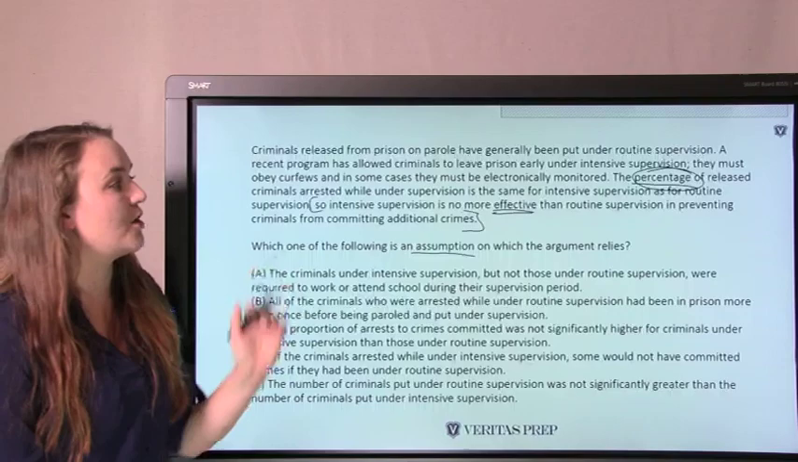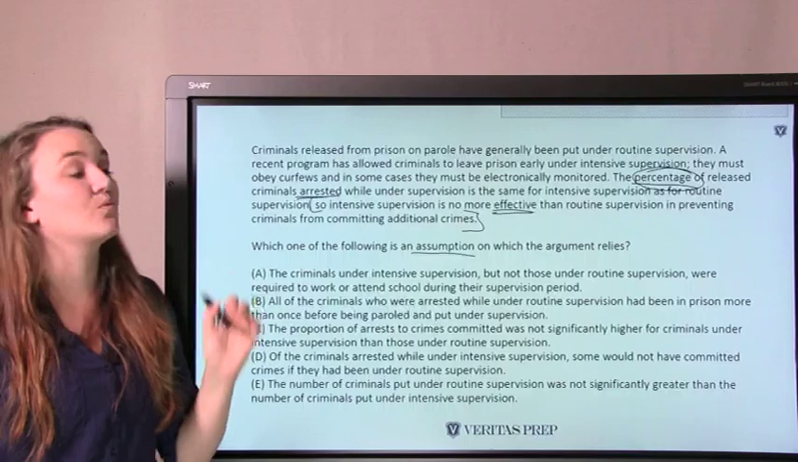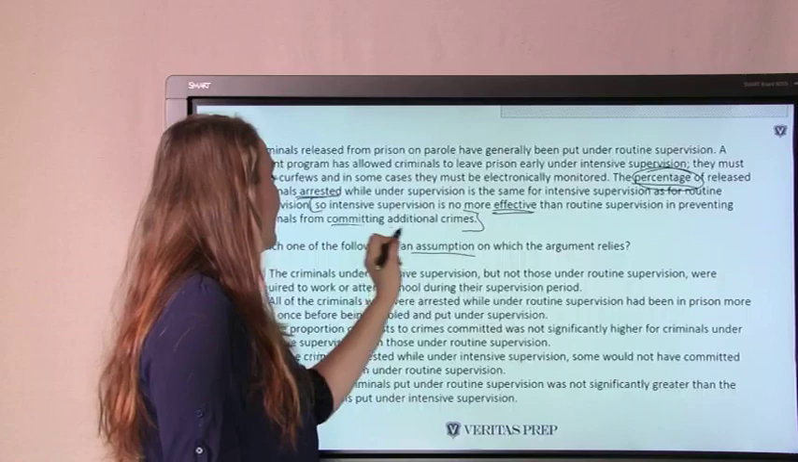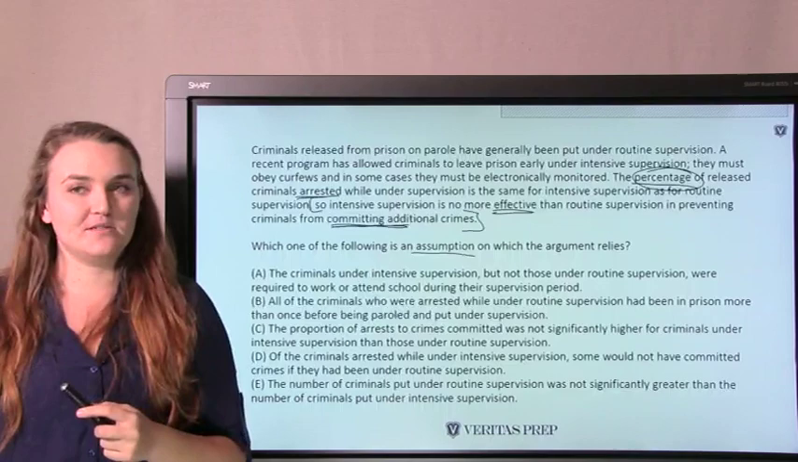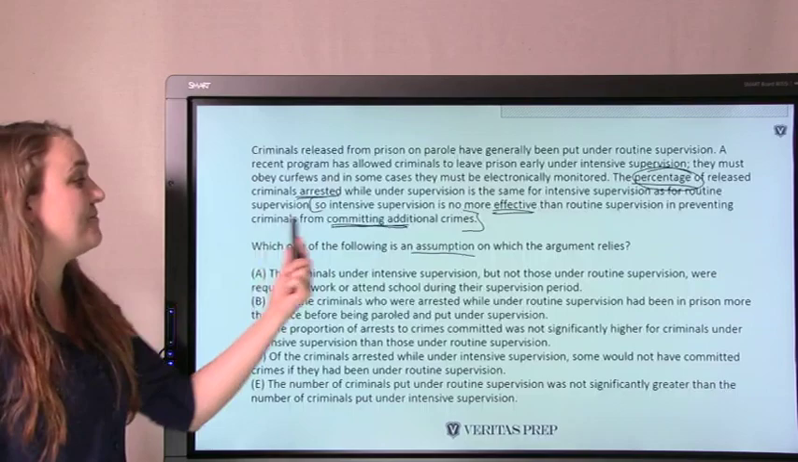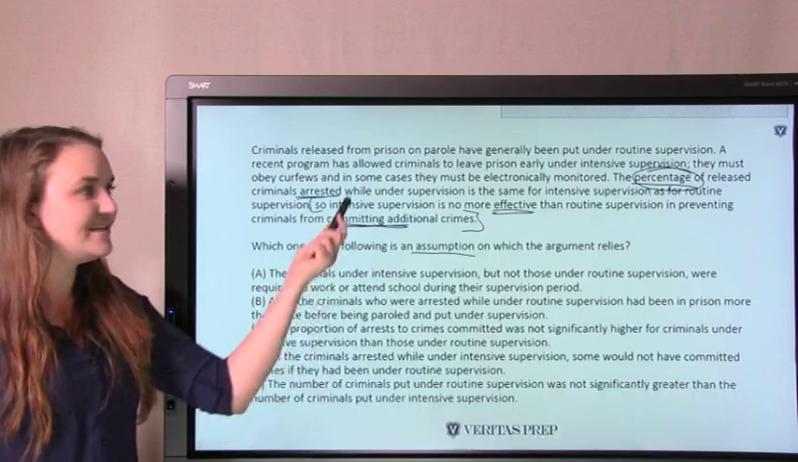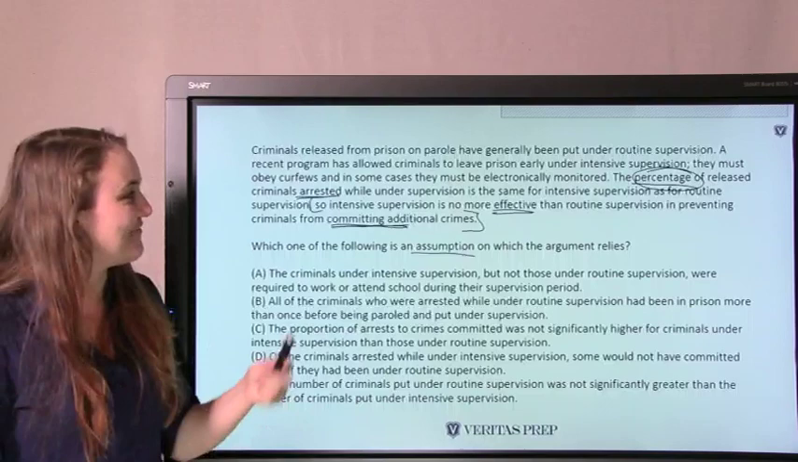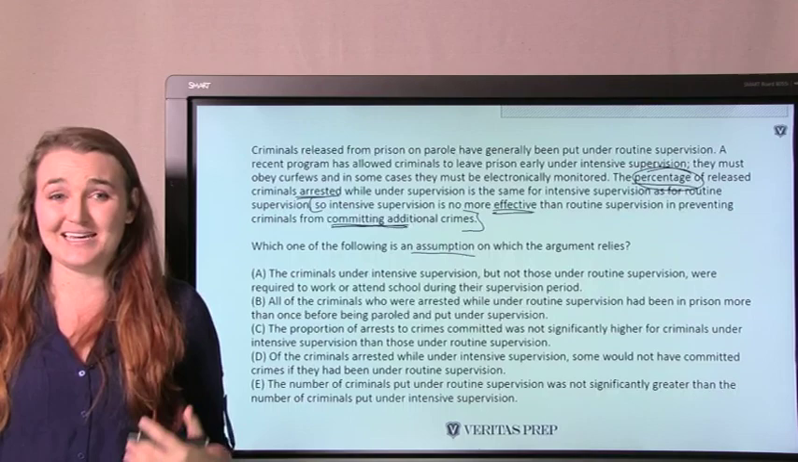In our premise, we've spoken to arrested: the percentage of released criminals arrested while under supervision was the same. And on that basis, we've concluded that intensive supervision is no more effective than routine in preventing them from committing additional crimes. Being arrested for crimes is certainly, or at least could be, a completely different metric than committing additional crimes, particularly because we're intensely supervising these folks. What jumps off the page to me as the gap in logic is this: if we're supervising people very closely, electronically monitoring them, giving them curfews, aren't we just more likely to catch them if they commit a crime?